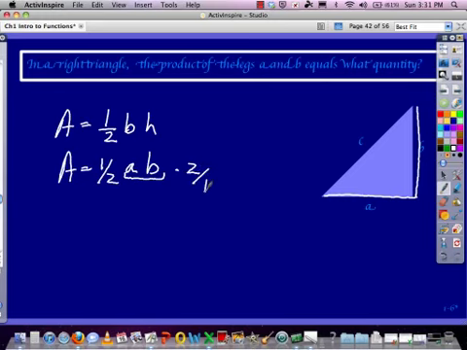So I'm going to times both sides by 2/1. In doing so, the 1/2 and the 2/1 cancel. We have exactly what we need, a times b by itself, and we have 2 times the area on the left-hand side. So in answer to the question, in a right triangle, the product of the legs a and b equals what quantity? You could say it equals 2 times the area of your triangle.